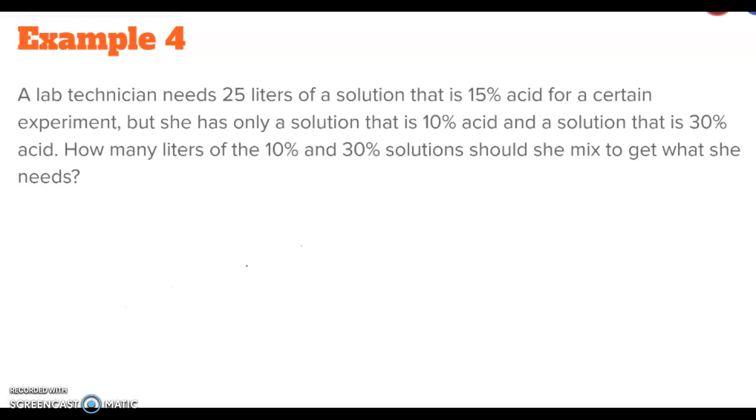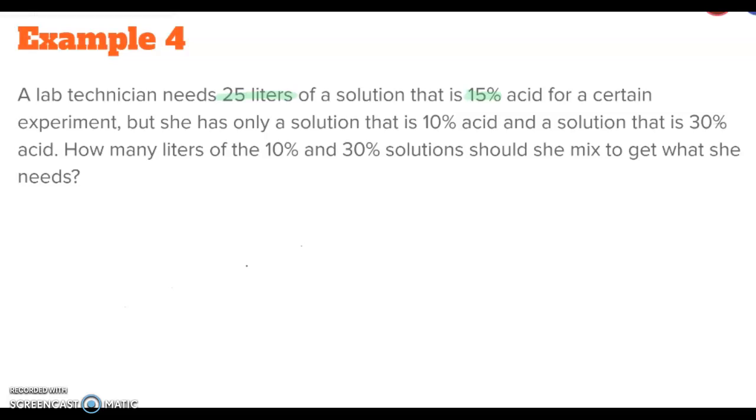All right, guys, let's talk about what we do when we have a little bit more complicated of a story problem. This problem is going to give us a lot of information, so the trick is going to be really figuring out how to organize it and what we need. So it says a lab technician needs 25 liters of a solution that is 15% acid for a certain experiment.